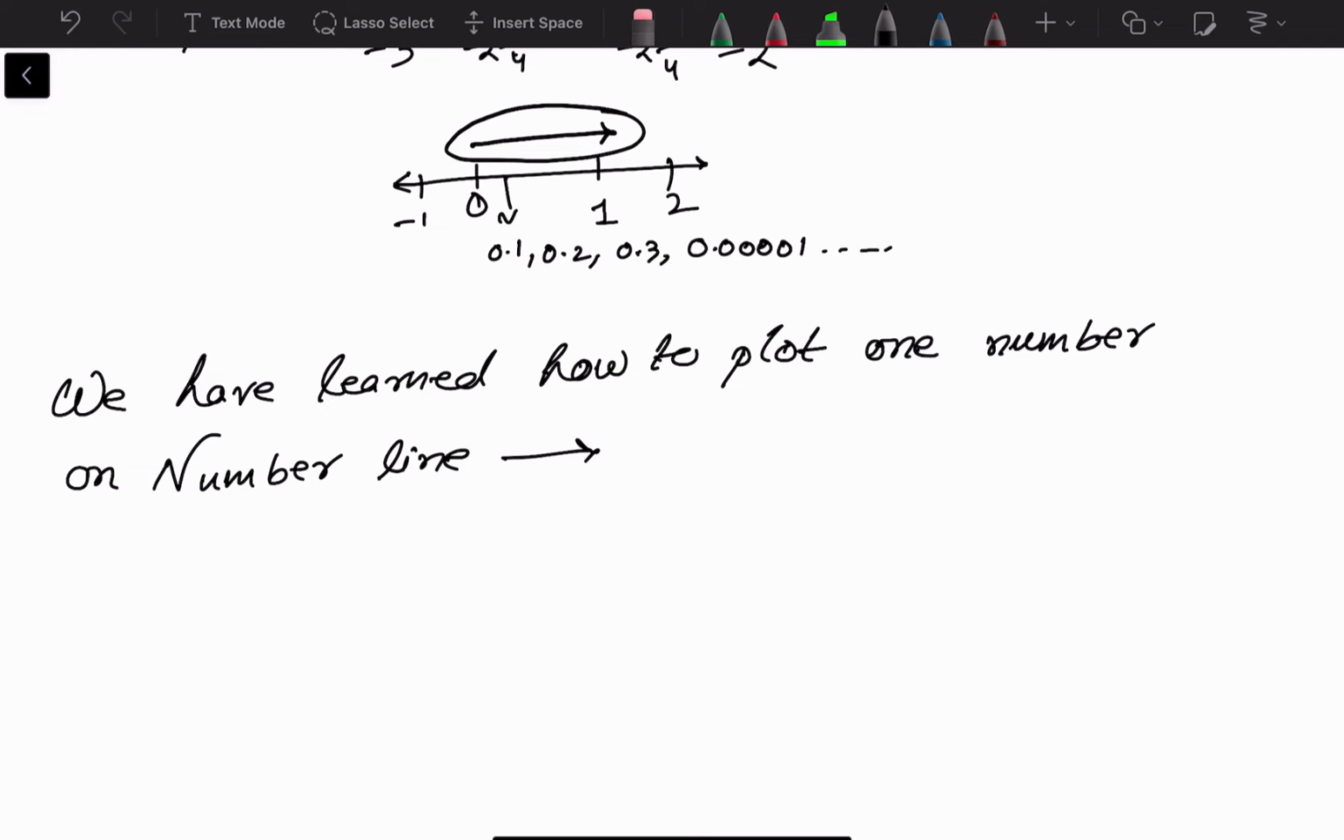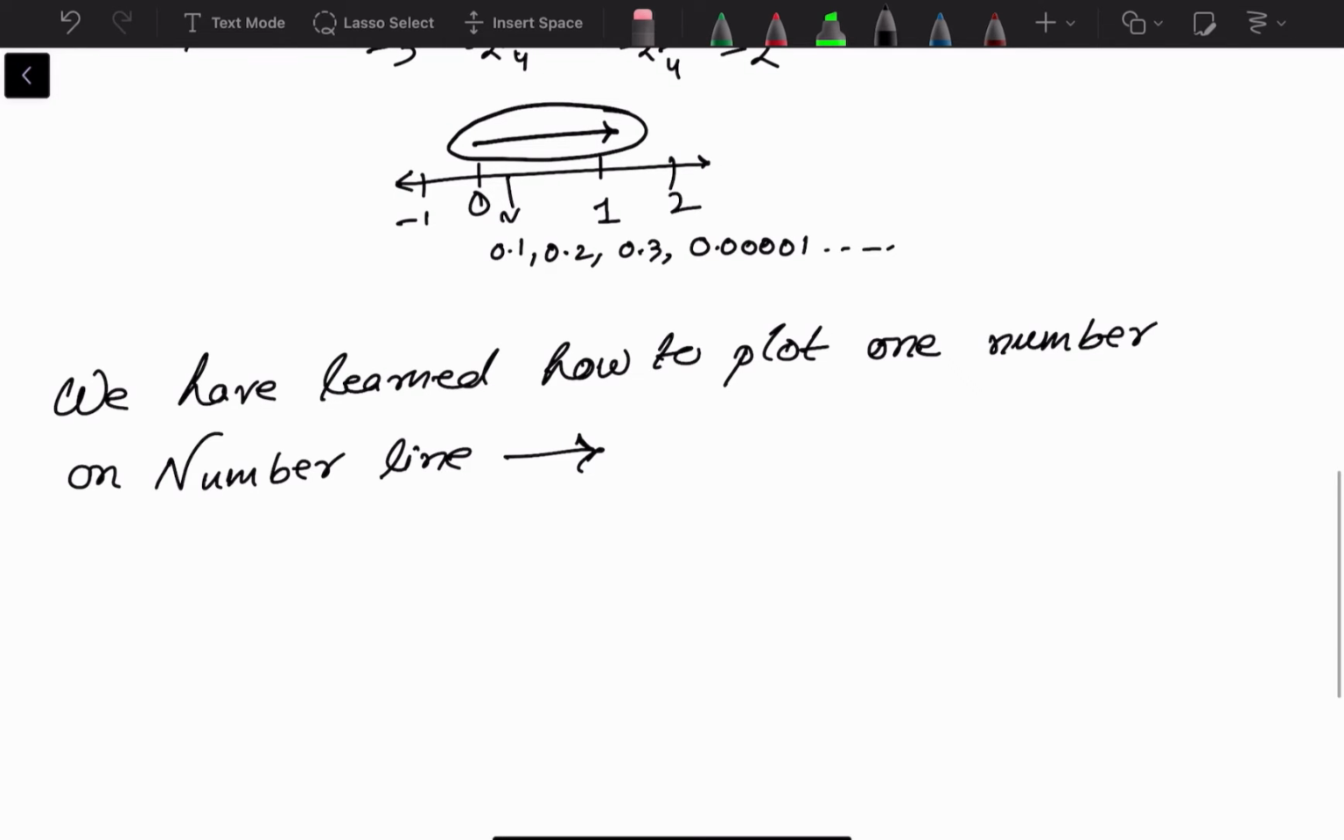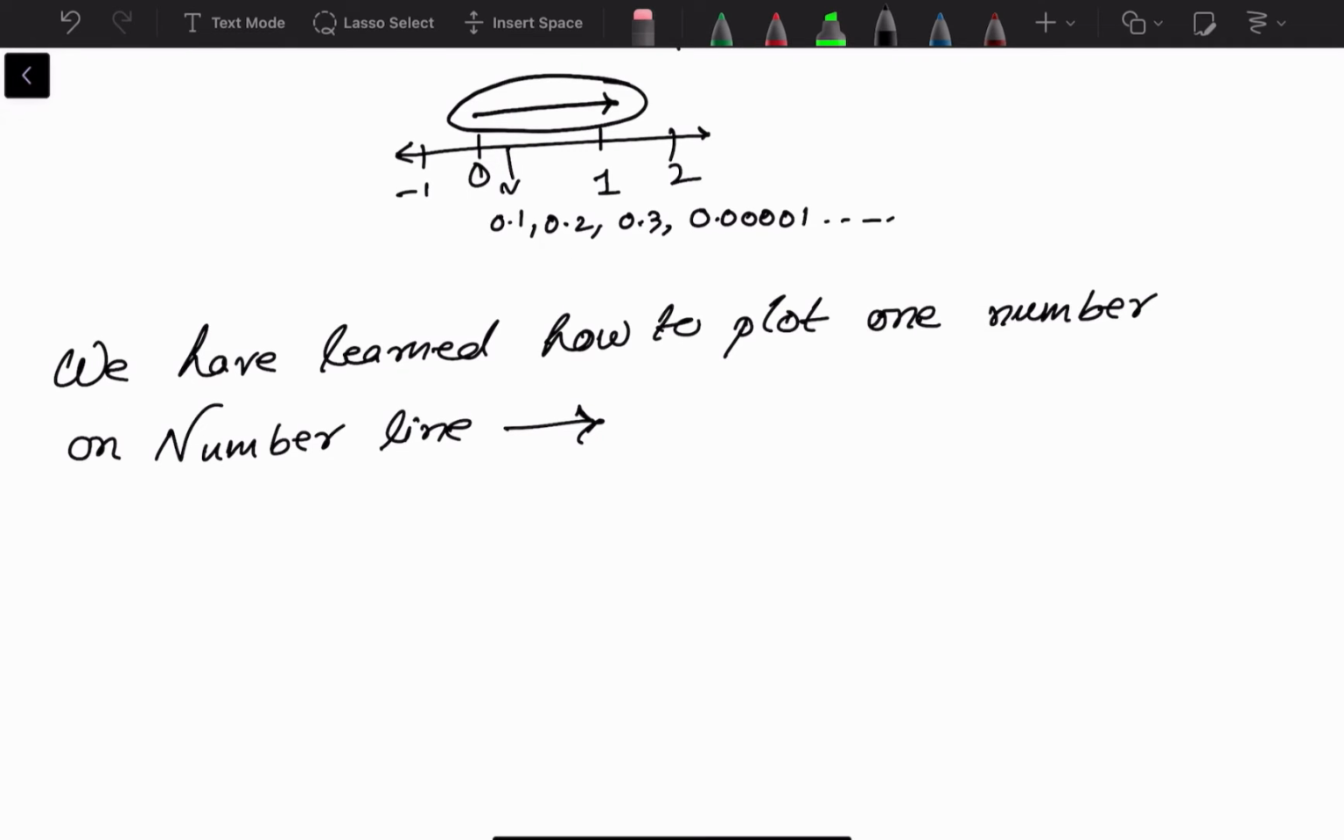But the question is, how do we plot two numbers on a number line simultaneously? We can do it in the same number line. Normally, when solving an equation, suppose 2x plus 3 equals 0, then we get the value of x as minus 3 by 2. We can plot that number on the number line. Yes, that is for sure.